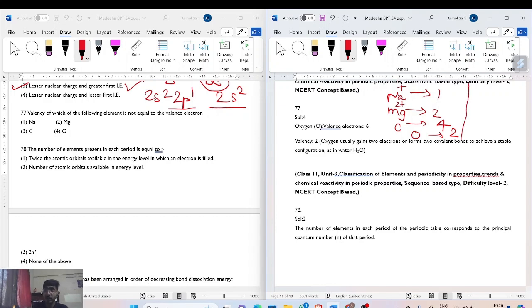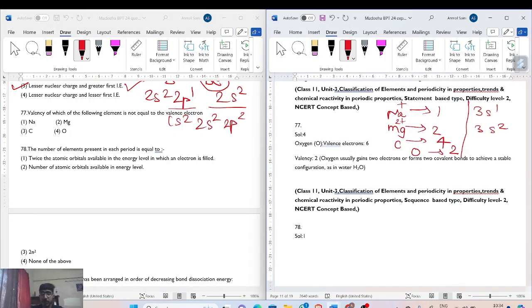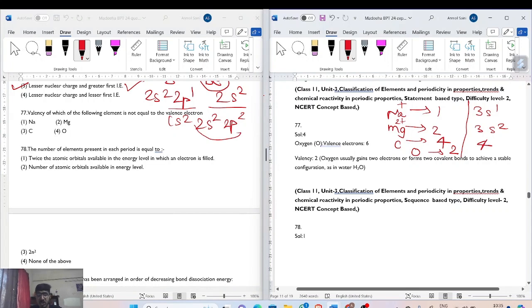Now we have to calculate the valence electrons as well. Valence electrons are the outermost electrons. The outermost configuration for Na will be 3s1. Similarly for magnesium it will be 3s2. I am just writing the outermost electronic configuration. For carbon, atomic number 6 means 1s2, 2s2, 2p2. So the number of valence electrons, or outermost electrons, will be 4, because in the outermost shell both 2s2 and 2p2 are present.